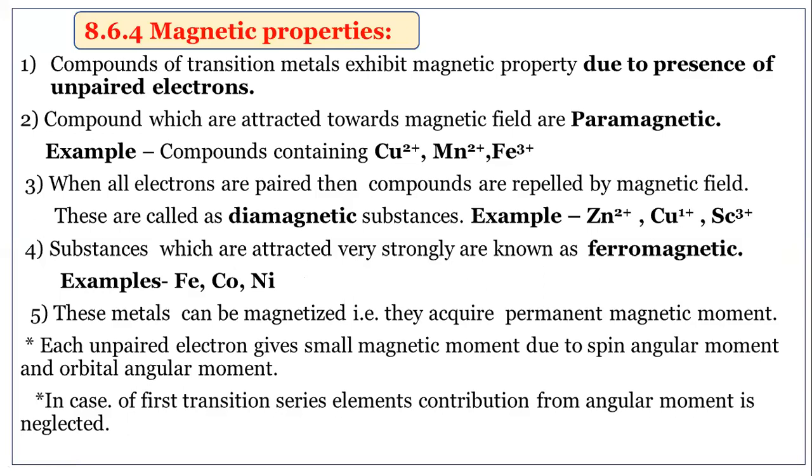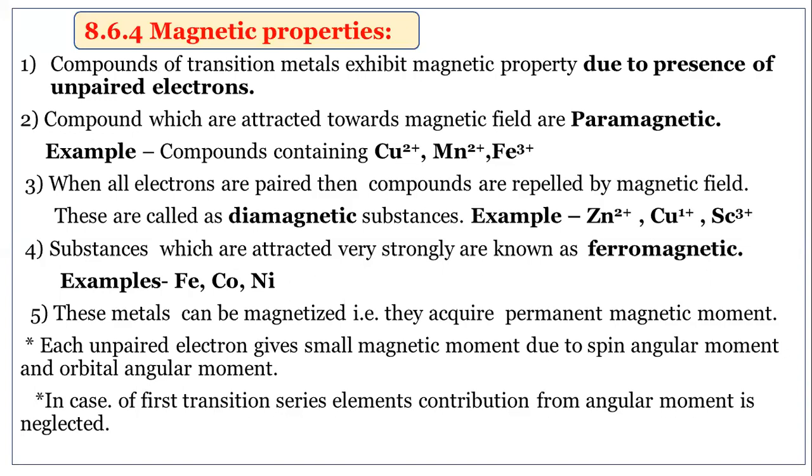So what is meant by magnetic properties? Which magnetic properties are there? There are 3 magnetic properties: paramagnetic, diamagnetic, and ferromagnetic. Paramagnetic substances are attracted by the magnetic field. Diamagnetic substances are repelled by the magnetic field. And ferromagnetic substances are very strongly attracted by the magnetic field. These are the 3 different magnetic properties. Paramagnetic are attracted, ferromagnetic strongly attracted, and diamagnetic are not attracted because there are no unpaired electrons.